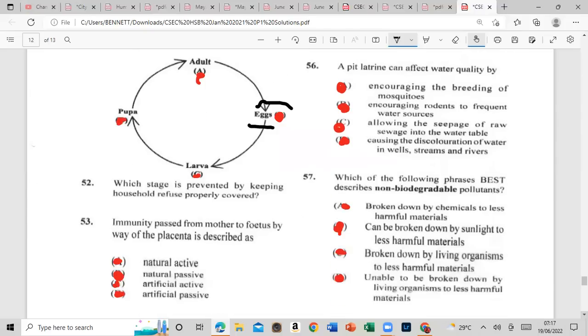Immunity passed from mother to fetus by way of the placenta is described as A, natural active, B, natural passive, C, artificial active, or D, artificial passive. And that is B, natural passive. All right, so let's move on to 54.